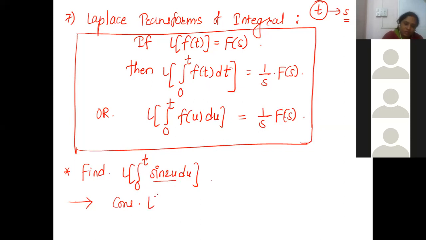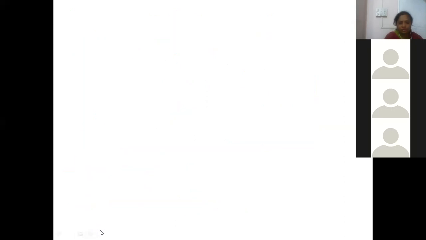So you will first consider Laplace of sin 2t. While considering, initially you should always consider t. Don't consider it as u. What is this? 2 upon s square plus 4. Correct. This is Laplace of sin 2t.